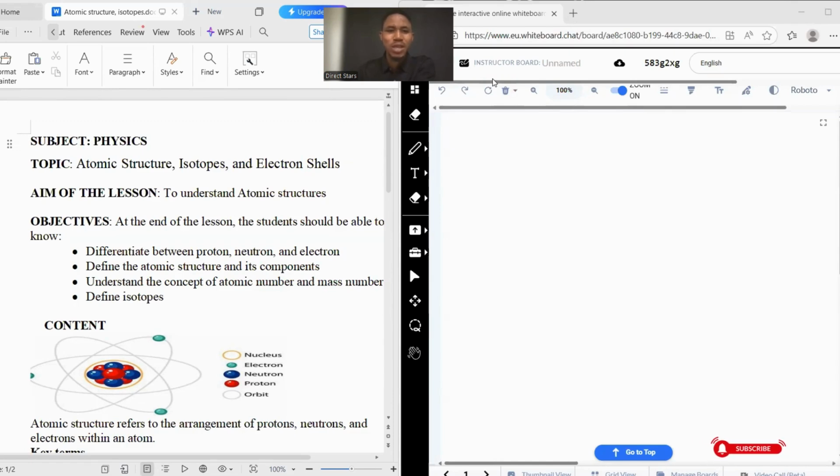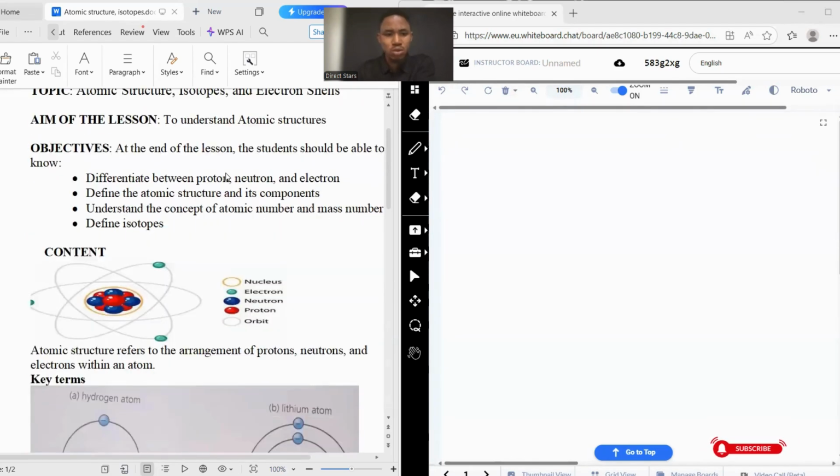Our subject for today is physics, where our topic is atomic structure, isotopes, and electron shells. The aim of today's lesson is for you to understand atomic structure, while the objective is for you to differentiate between proton, neutron, and electron, define the atomic structure and its components, understand the concept of atomic number and mass number, and define isotopes. So now, firstly, we need to understand what atomic structure is.